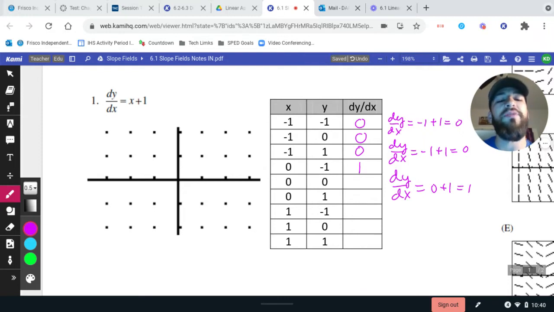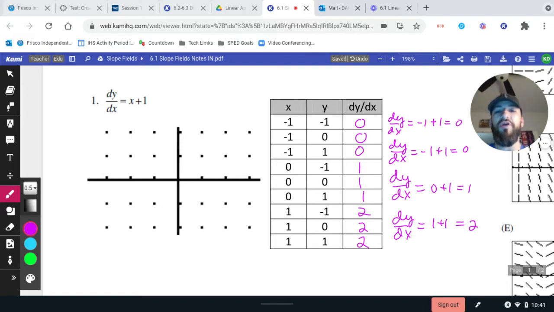(0, 0) would still be 0 plus 1. So (0, 1), still 0 plus 1. Now (1, -1): dy over dx is equal to 1 plus 1, which is equal to 2. So slope of 2 at (1, 0), slope of 2 at (1, 1), slope of 2. So notice, because I only have x in my differential equation, my slope didn't change if x doesn't change. So y changing does nothing to me. My slope only changes when my x changes.